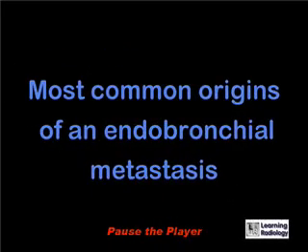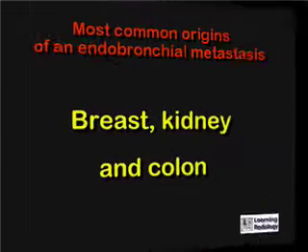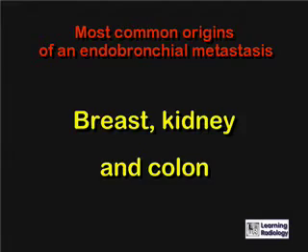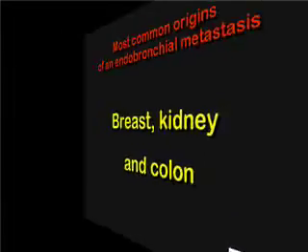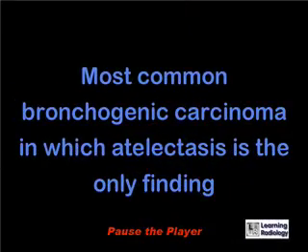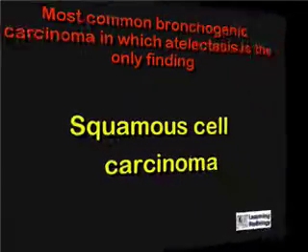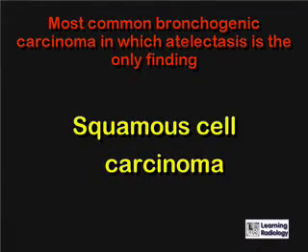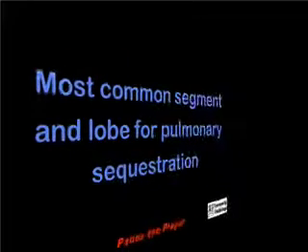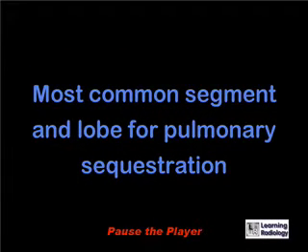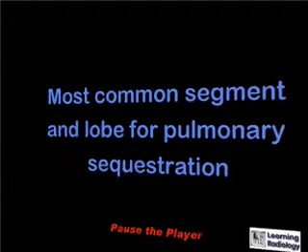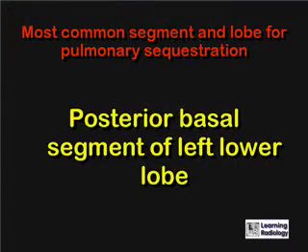What are the most common origins of an endobronchial metastasis? Breast, kidney, and colon primaries. What is the most common bronchogenic carcinoma in which atelectasis is the only finding? A squamous cell carcinoma. What is the most common segment and lobe for a pulmonary sequestration? The posterior basal segment of the left lower lobe.